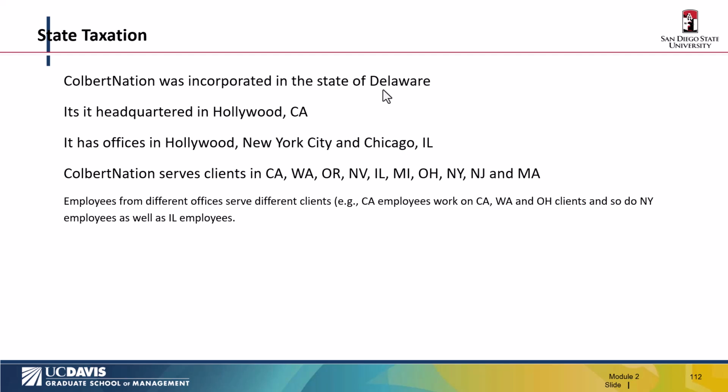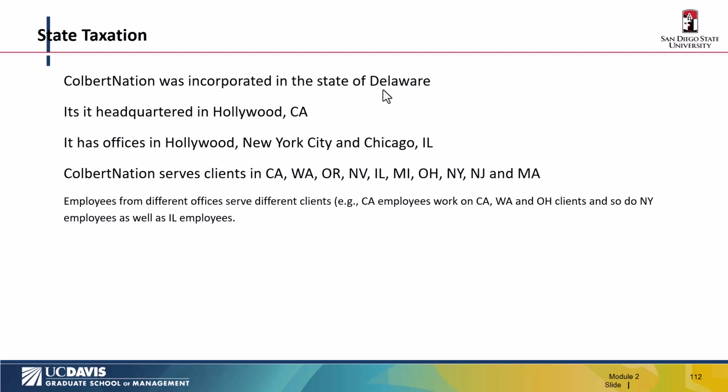All right, so Colbert Nation is incorporated in the state of Delaware. That's a very common state of incorporation. However, it's headquartered in Hollywood, California, and has offices in Hollywood, New York City, and Chicago. Colbert Nation serves clients in California, Washington, Oregon, Nevada, Illinois, and so on, so a bunch of different states. It also has employees from different offices serving different clients. For example, California employees work on California, Washington, and Ohio clients. But New York employees work on those clients, and also Illinois employees work on those clients.